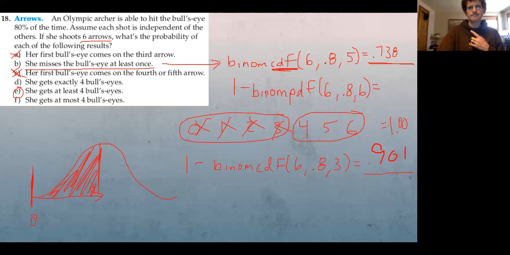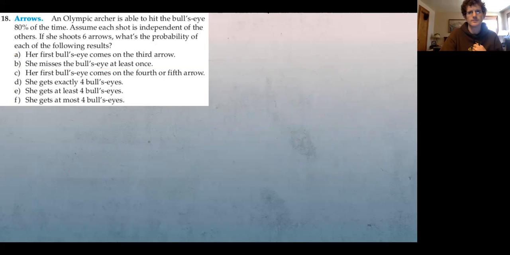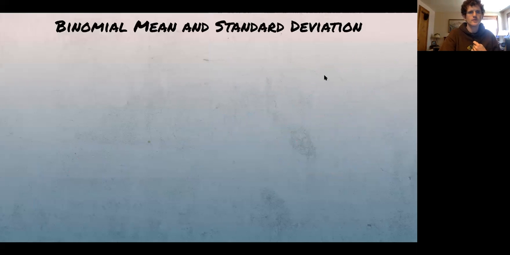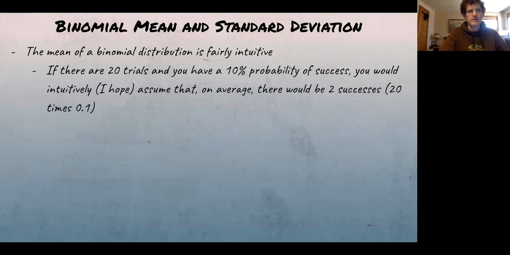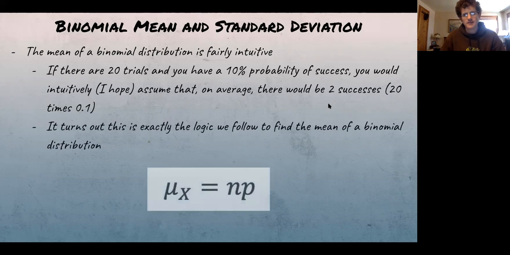So there it is. All right. So this distribution will have a mean and a standard deviation. I kind of talked about that already, and now we're going to come back to it. So the mean of the binomial distribution is going to be fairly intuitive. If we have 20 trials with a 10% probability of success, you would probably assume that if you did this over and over and over again, you'd get about 2 successes, because 20 times 10% is 2. And luckily, that's exactly how we get the mean.